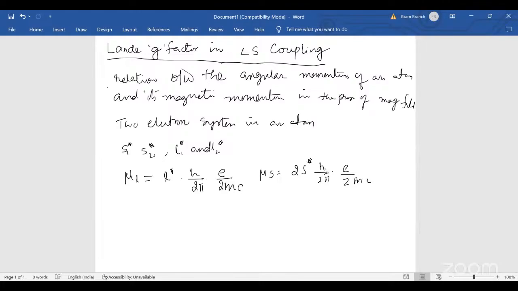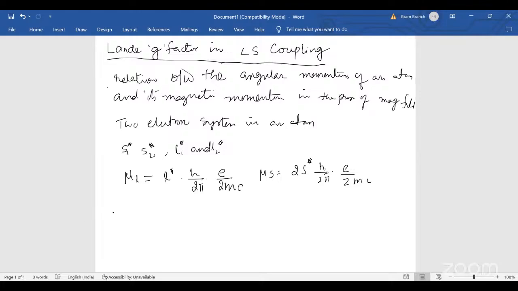In LS coupling, the two spins are coupled strongly. So for spin, we consider both S1 and S2, and for orbital momentum, we consider both L1 and L2. Therefore, we write the vector sum of the two magnetic moments.